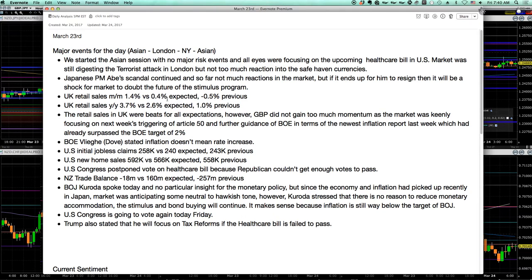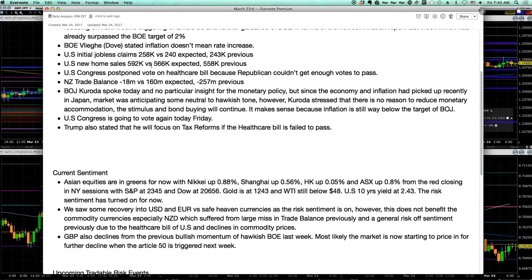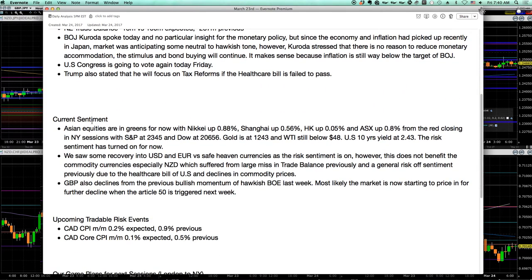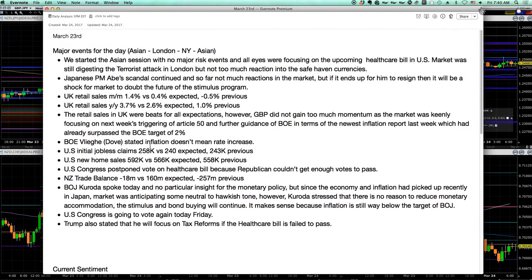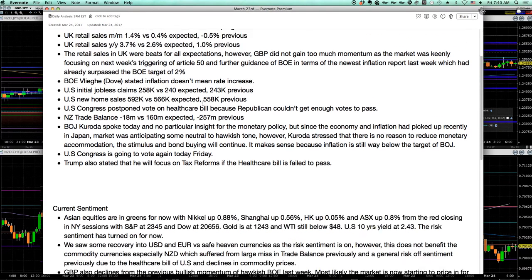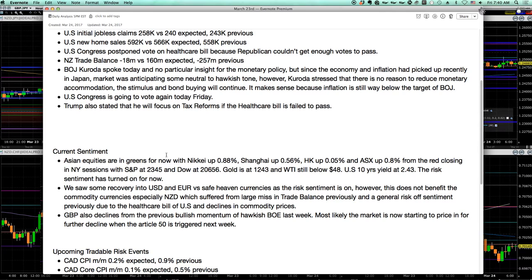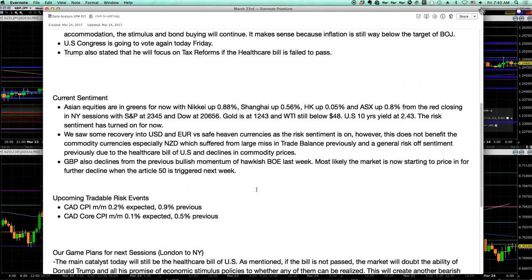Again, this is a very good exercise for me as well. So you get into it, you can see the major events for the day. Then I will type out what the current sentiment is, depending on the previous events, what happened through the Asian, London, New York to Asian again, and what happened to the equity market, bonds, WTI and gold, commodities, metals, things like that. Then I'll tell you what could happen in the next session.